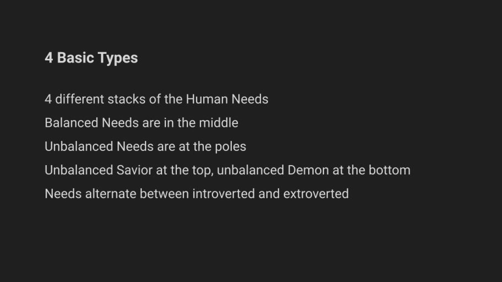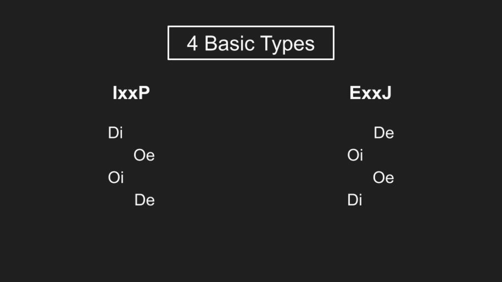The unbalanced savior is at the top of the stack in the lead position. The unbalanced demon is at the bottom of the stack. Starting with the lead human need, the following needs alternate between introverted and extroverted needs. All decider types are balanced on their observer needs. These needs are in the middle of their stack. Their decider needs take the lead and the bottom positions. This gives us two basic kinds of deciders.